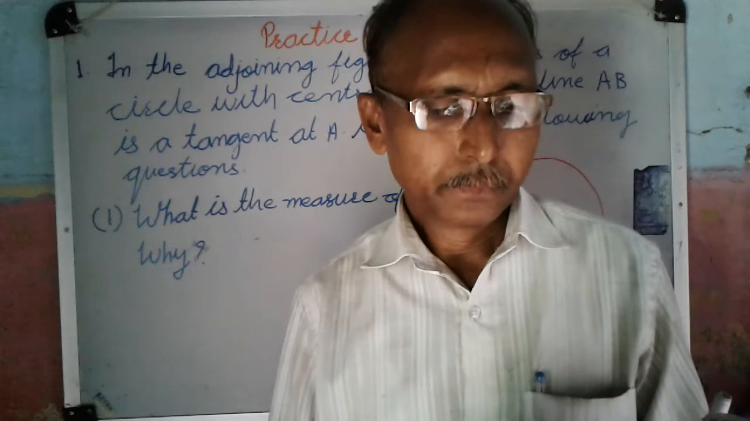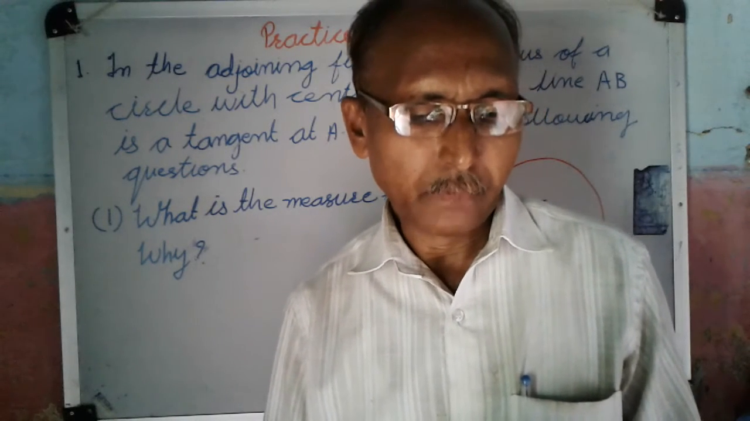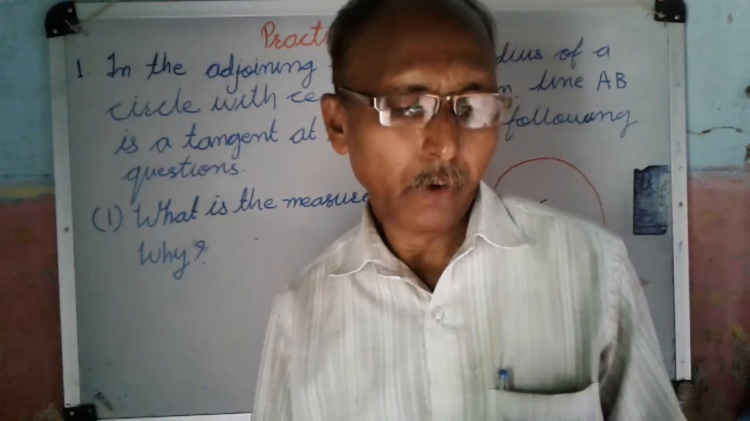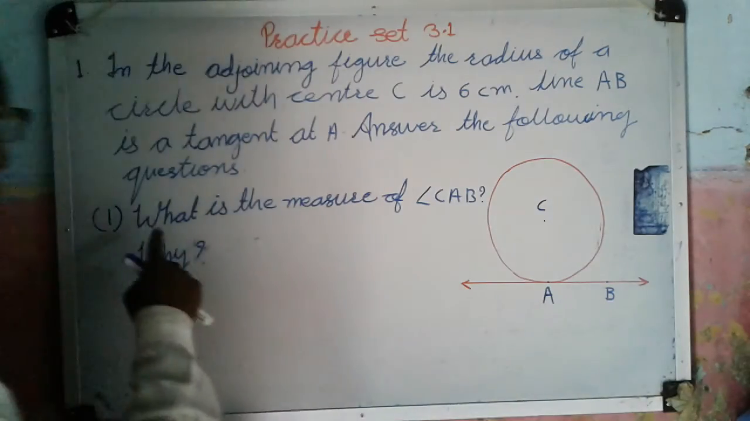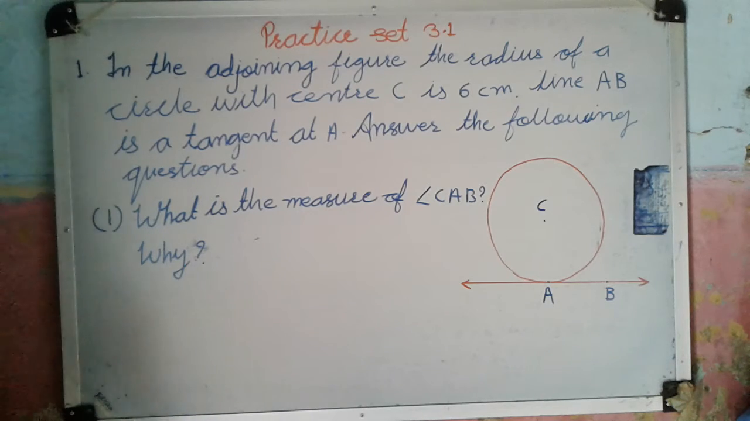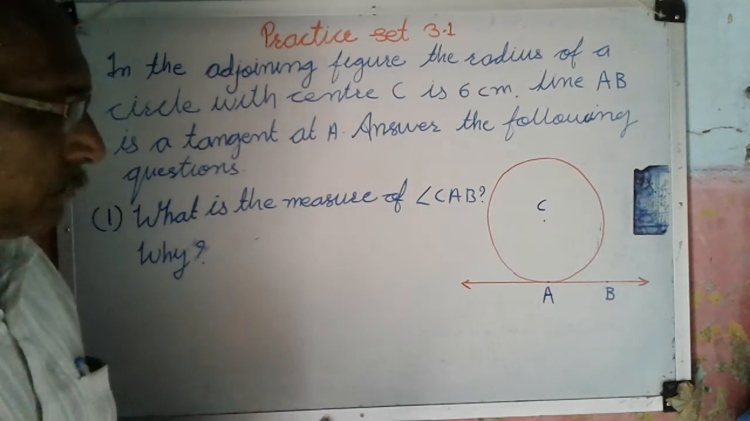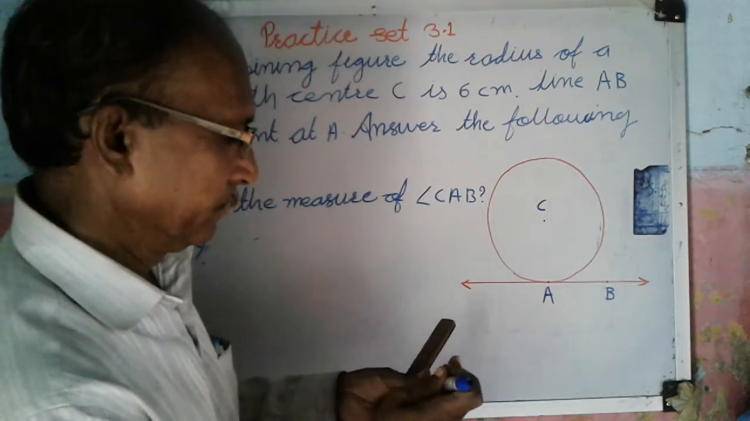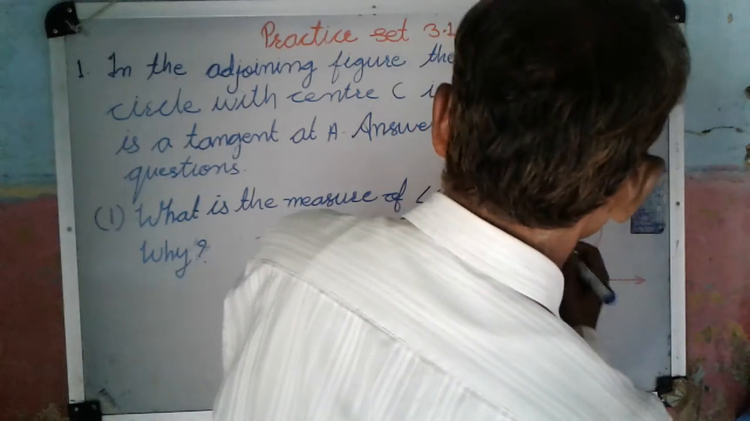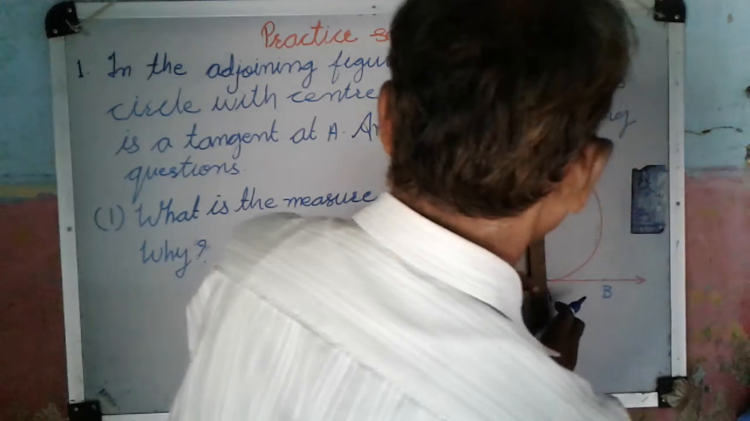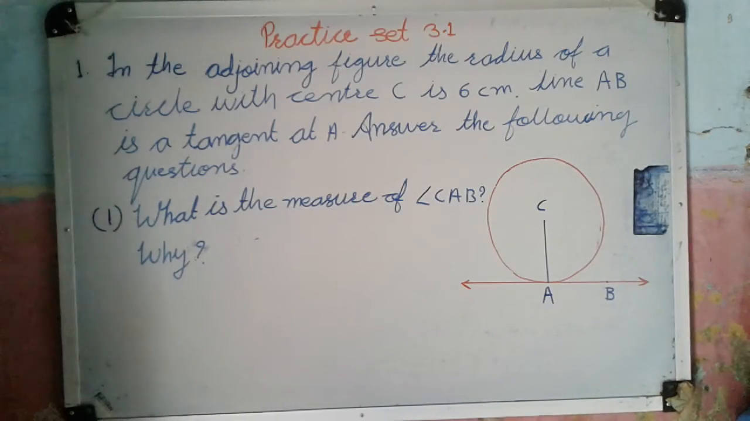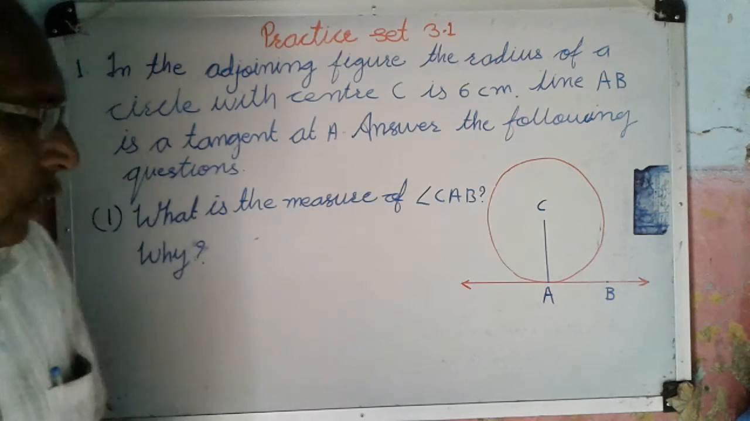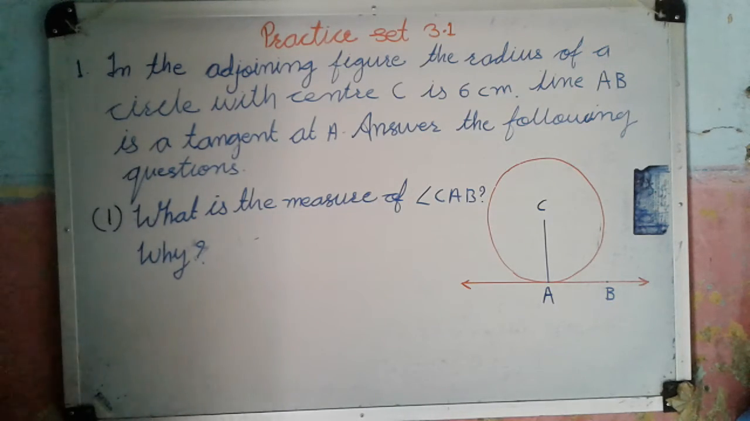The first question is, what is the measure of angle CAB? Why? Now here, suppose we join this CB, CA. And CA is the radius of the circle. And radius is given 6 centimeter.